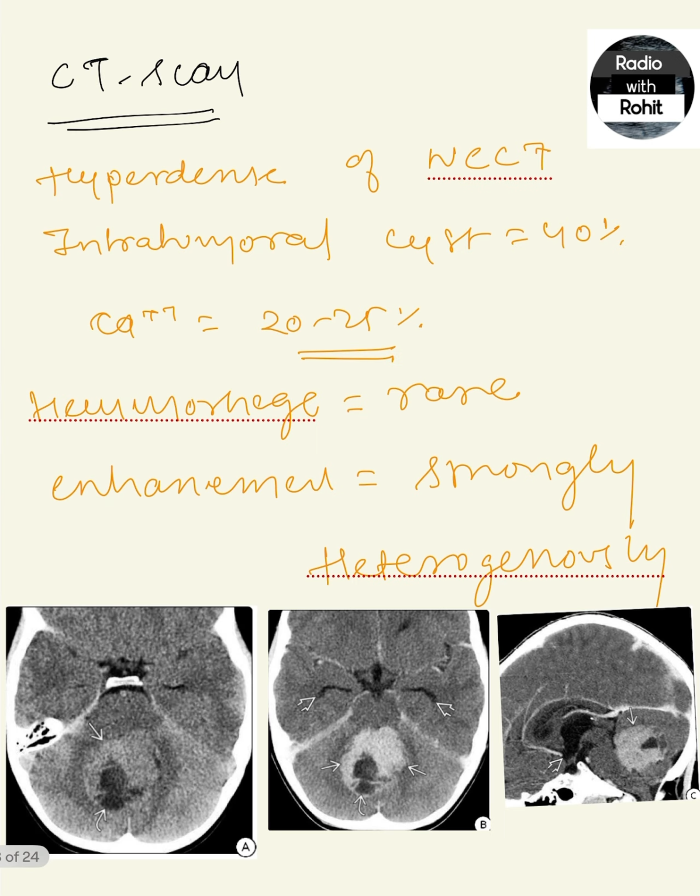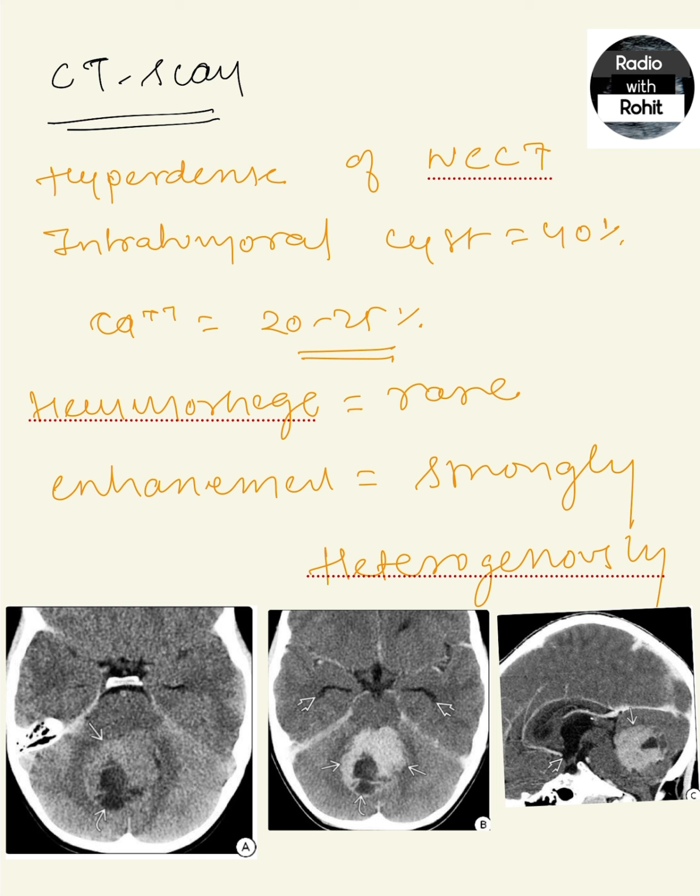Here on CT scan, it will be hyperdense. On NCCT, here we can see our cerebellum and this is our fourth ventricle location. Here is a round to oval, relatively well defined mass with hyperdense non-contrast appearance and with intramural hypodensity. So an intramural cyst could be present in 40% of cases. There is focal calcification in 20-25% of cases, and hemorrhage could be present, but it is rare.